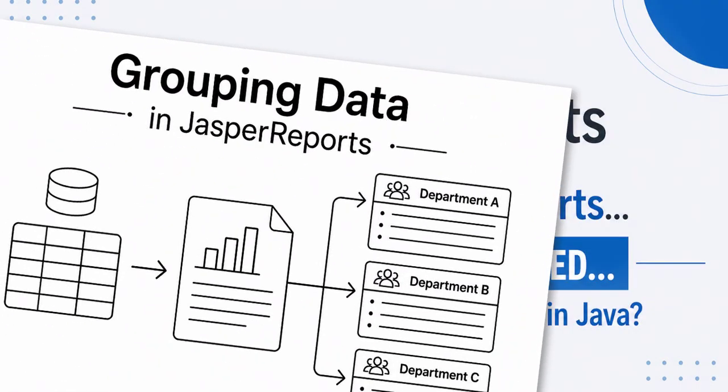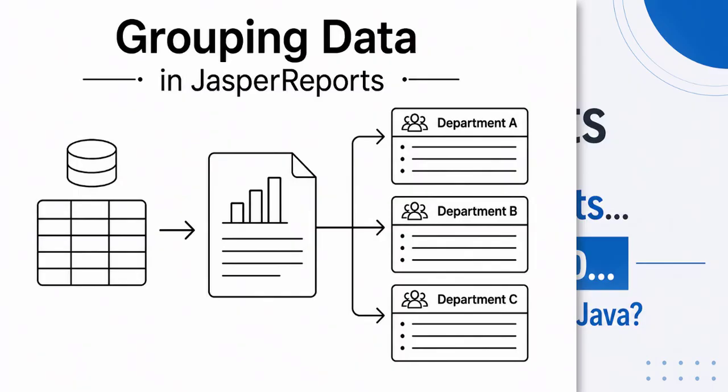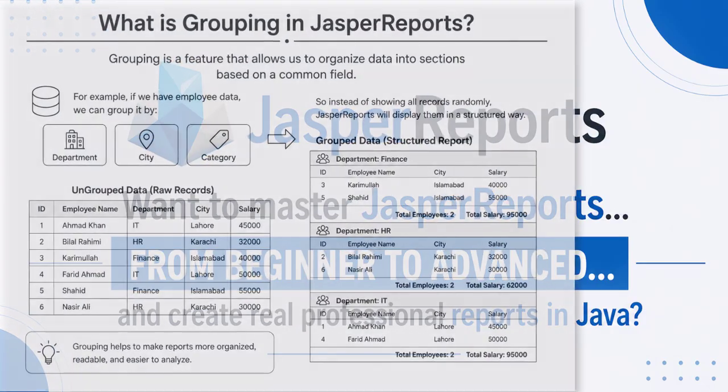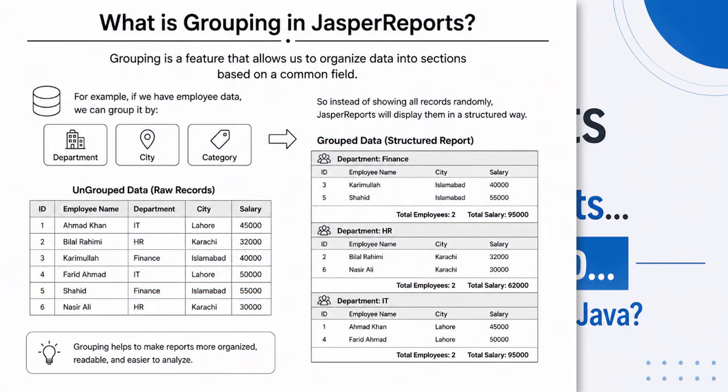In today's video, we are going to learn how to implement a feature called grouping data in Jasper reports. So, first, let's explain what grouping is in Jasper reports. Grouping is a feature that allows us to organize data into sections based on a common field. Whenever you want to organize data into different sections based on a common field, that is called grouping data. For example, if we have employee data, it can be grouped by department, city, position, and so on. So instead of showing all the records randomly, Jasper reports will display them in a structured way.